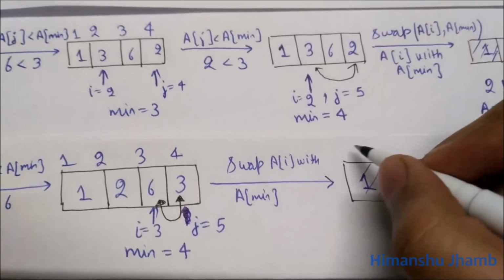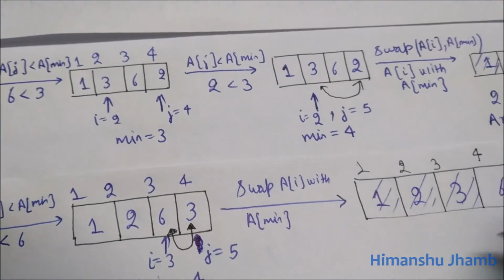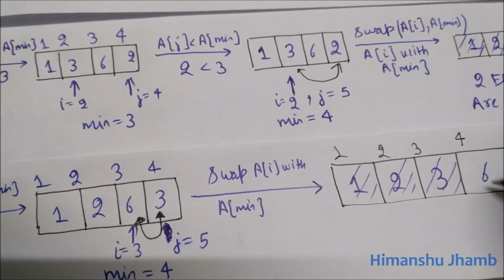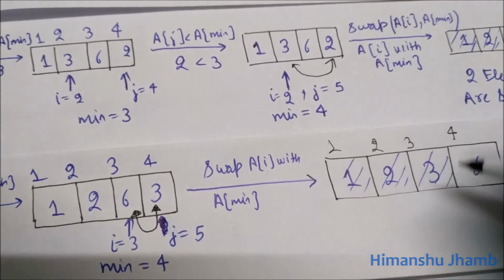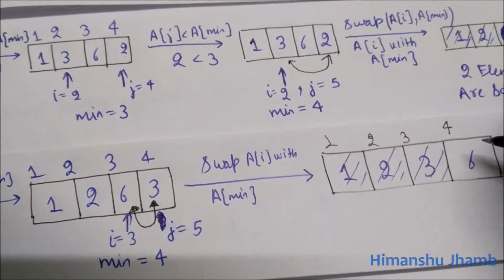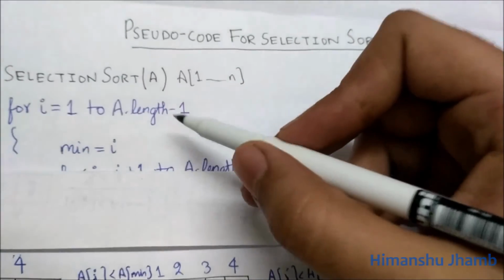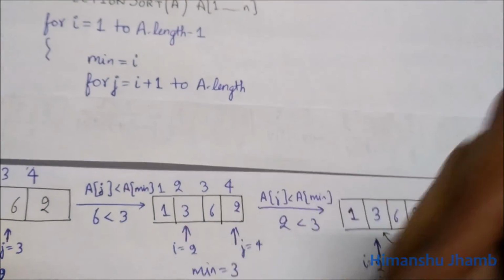Now the elements till here are sorted. Elements till index 3 are sorted, but we don't need to go till index 4. Why? Because the elements preceding this are less than this element, so this element is already in its correct position. That's why we run this for loop till the length of the array minus 1. So this is how the pseudocode for this example works.